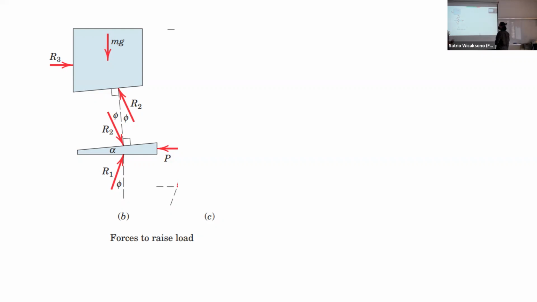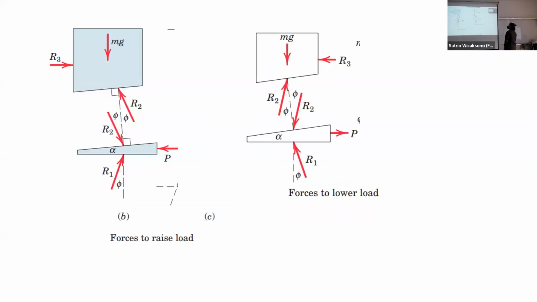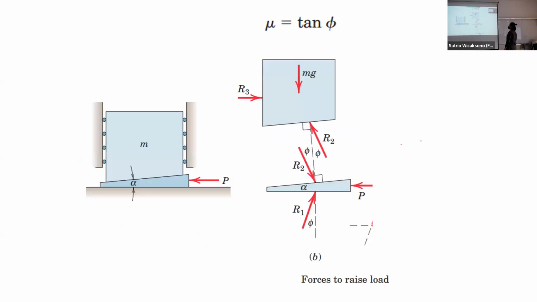This one is pushing it, right? But what I want you to do is, if I pull the wedge in this particular problem out, instead of pushing it in, I want to pull the wedge out. And I want you to draw the free body diagram of the wedge and of the block as well, because we will not be able to solve this particular free body diagram without solving this.